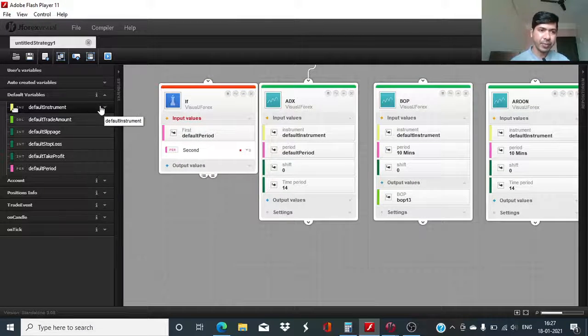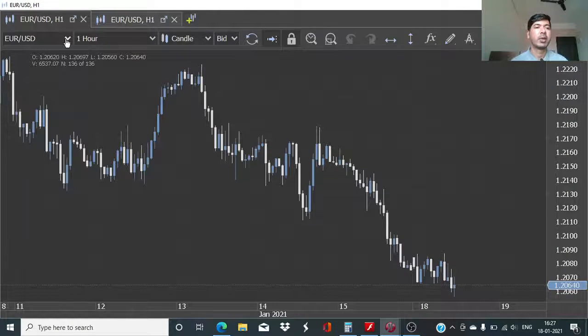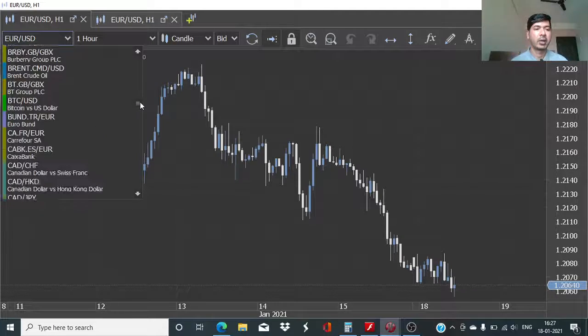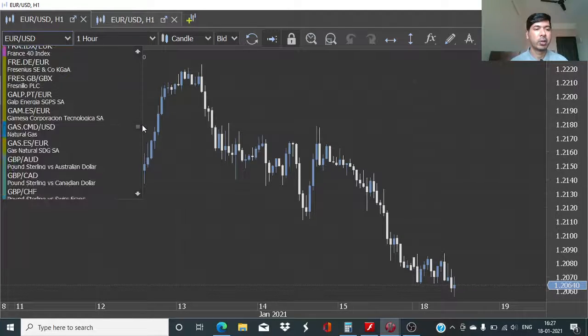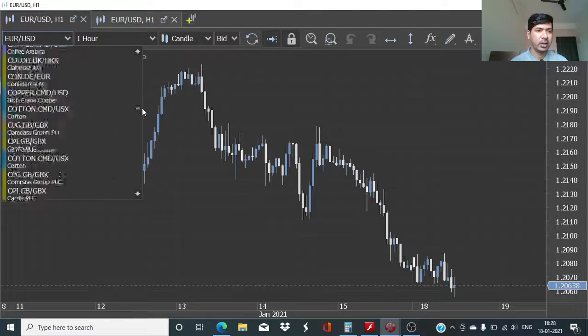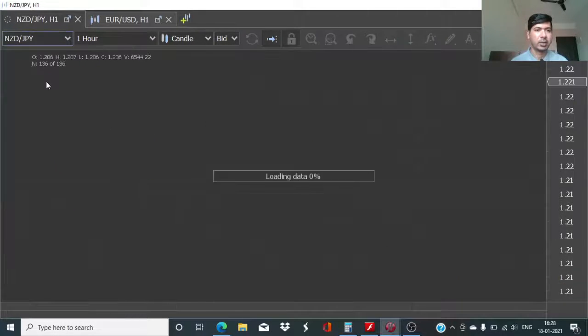Coming to the instrument back again, here we will have multiple components of the default instrument, and these components will change as we change the instrument. Now this pip size for NZD JPY is defined in 2 decimal points. For example, if we take the NZD JPY here on the chart, you will see that its value is always taken in 2 decimal points. Let me find the NZD JPY. Here it is.